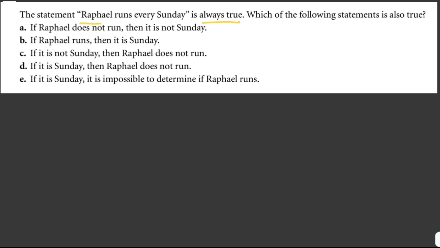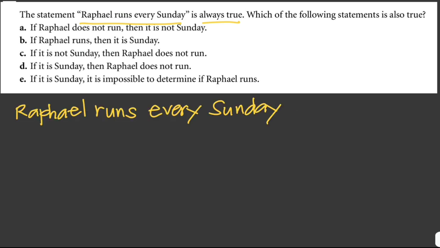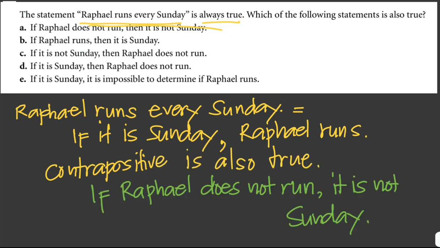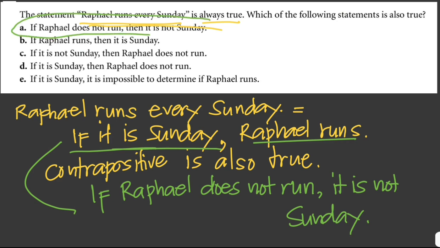Now take a look at this statement here. Raphael runs every Sunday. This statement is equivalent to: if it is Sunday, Raphael runs. So that means the contrapositive of this true statement is also true. And the contrapositive of it, if it is Sunday, Raphael runs, is if Raphael does not run, then it is not Sunday. So the answer here is letter A.